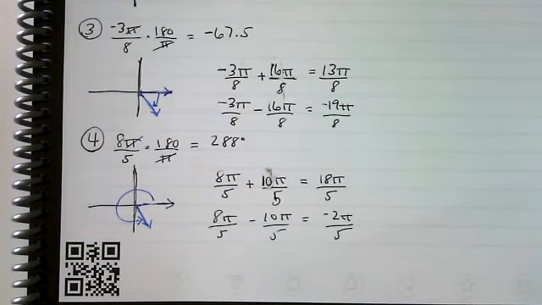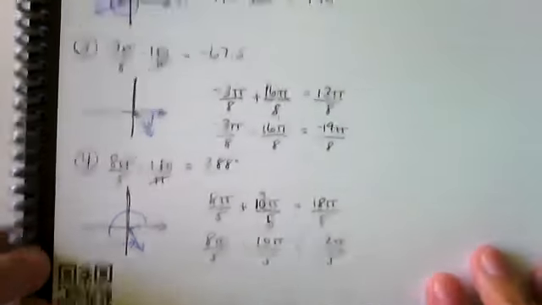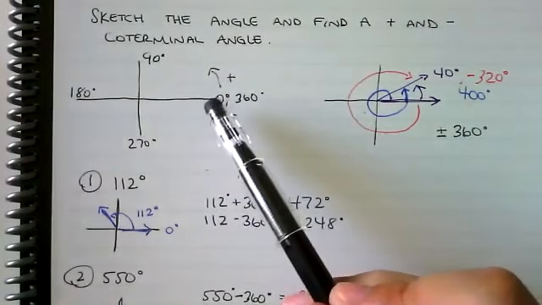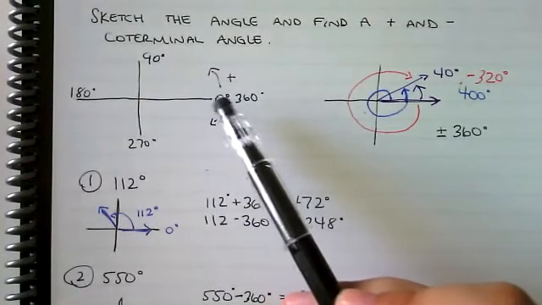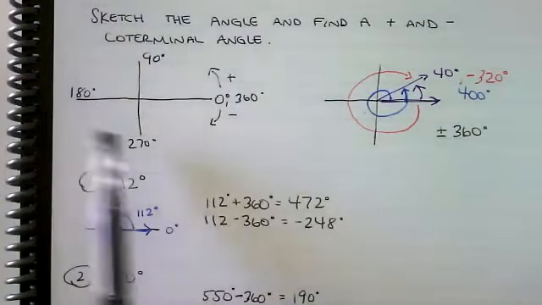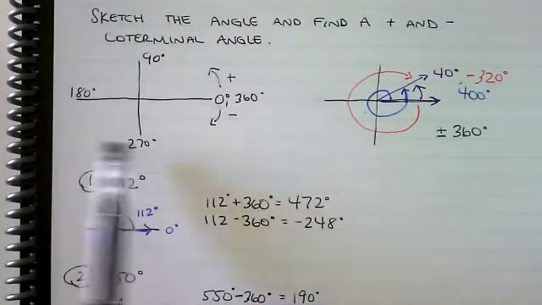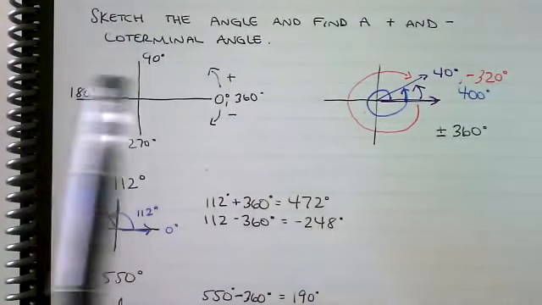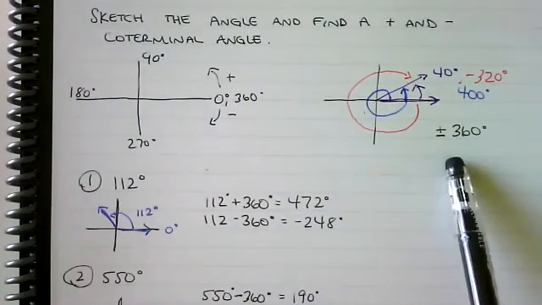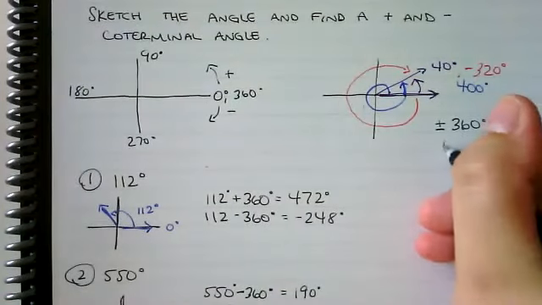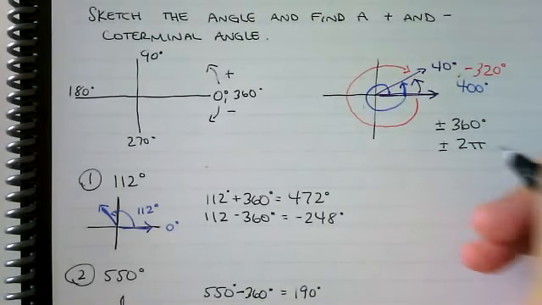So remember, when we are sketching, you need to remember where you're starting. You're always starting at 0. This is where you are starting. This is called your initial side, where you're starting every time. And then if you're going positive, you're going counterclockwise. If you're going negative, you're going clockwise. And we just have 0, 90, 180, 270. And we can go around as many times as we want. For our coterminal angles, you're just adding or subtracting 360, which also turns into adding or subtracting 2 pi if we're talking about radians.